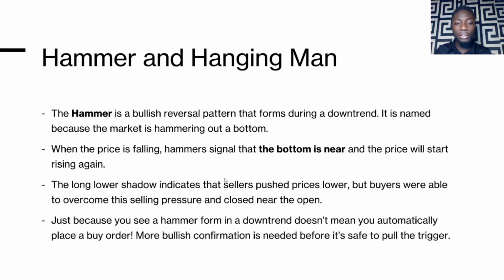The long lower shadow indicates that sellers pushed price lower, but buyers were able to overcome the selling pressure and close near the opening. Just because you see a hammer form in a downtrend does not mean you automatically place a buy order. More bullish confirmation is needed. You can't just trade the forex market by seeing a candlestick formation and saying, yes, this is the hammer. There should be other confluences or confirmations that will make the trade an A setup for you.